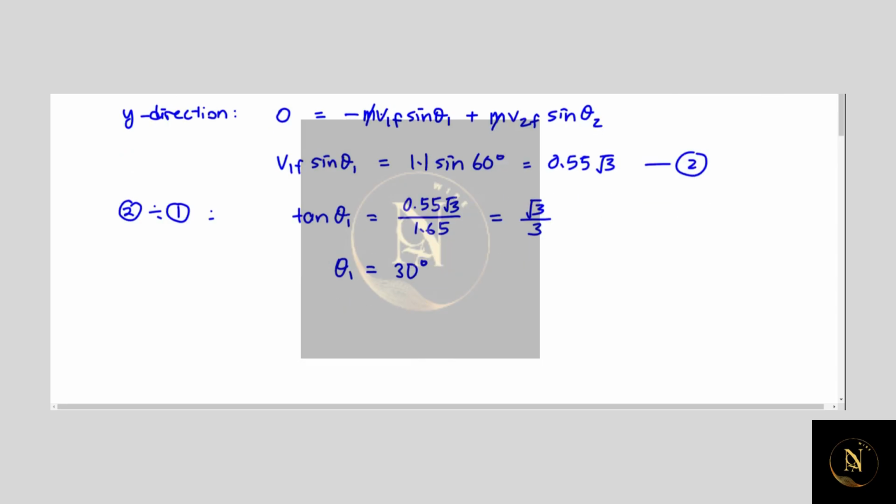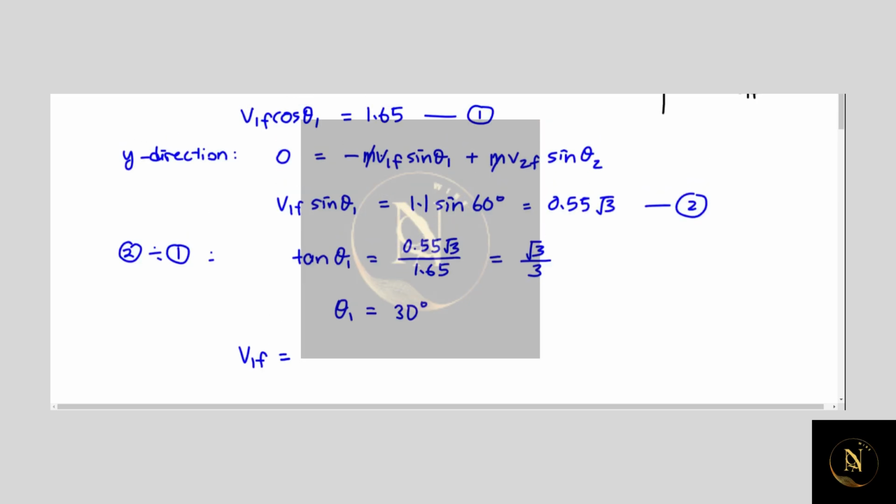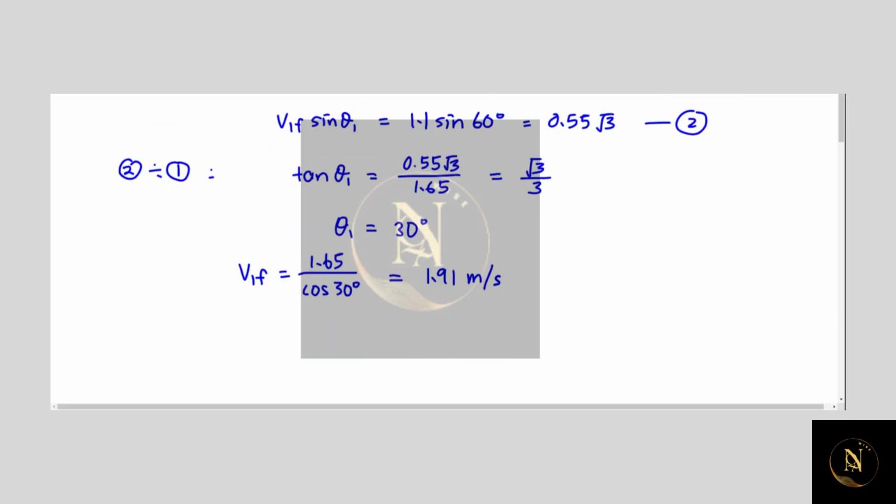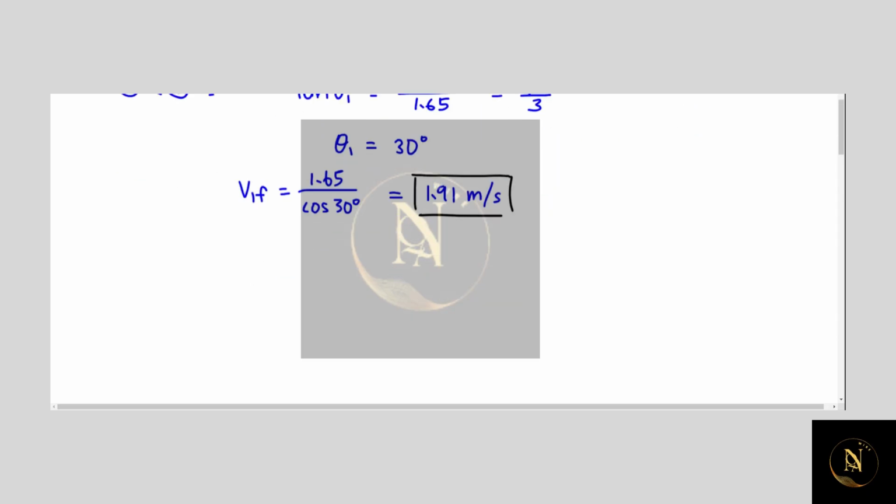And then v1f would be 1.65 divided by cosine 30 degrees, and we get 1.91 meters per second. So the magnitude of v1f is 1.91 meters per second, and then in part B, the direction is 30 degrees below the horizontal.